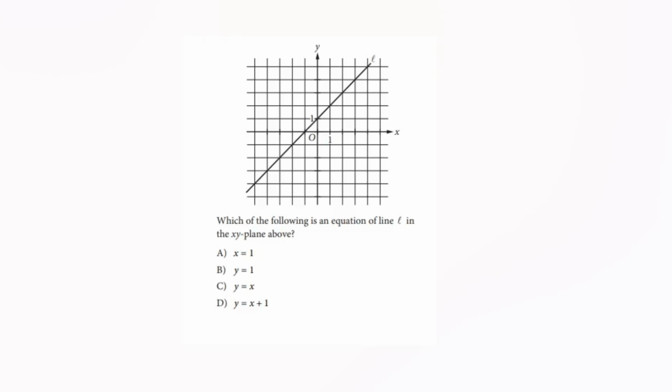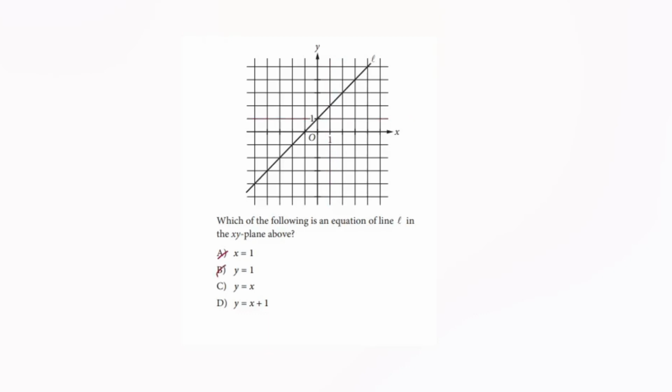It's a very easy question, right? It says, which of the following is an equation of line L in the xy plane above? So this is our line L over here. And clearly, A, we can just cross that out. That's clearly never going to be our answer, because it would be a line that looks like this. That would be x is equal to 1. There's no way. y is equal to 1, we know that's going to be something like this. It can't be that either.